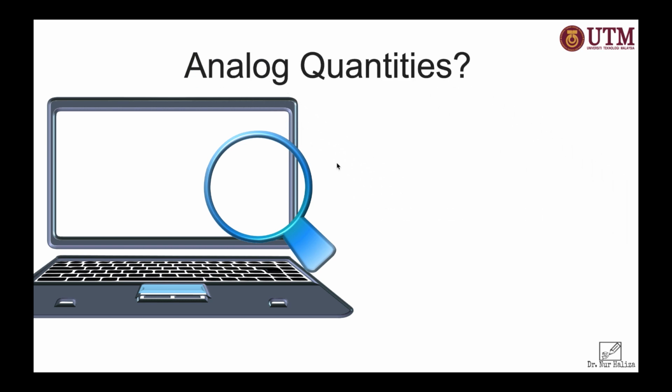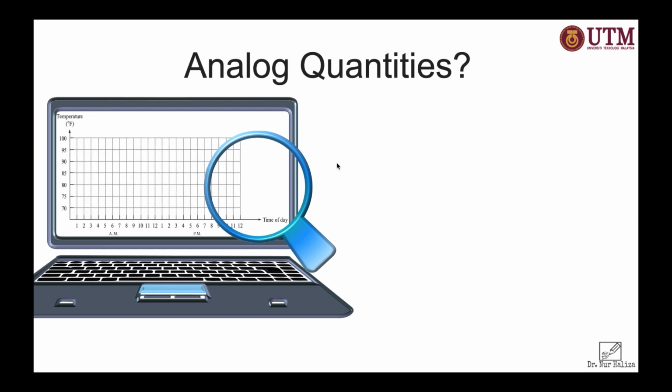Over here on the analog quantities we have temperature versus time. We have time on the x-axis, and the y-axis is temperature. So how do analog quantities or signals look like? This is the example. You can see the blue color of the signal. And about analog quantities, let's go through.